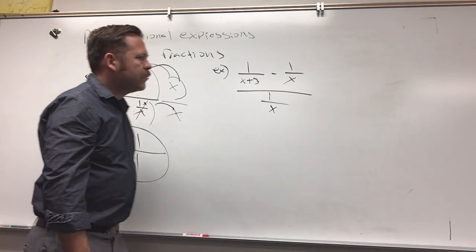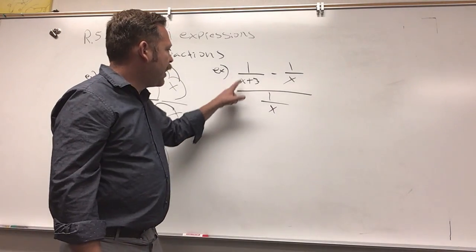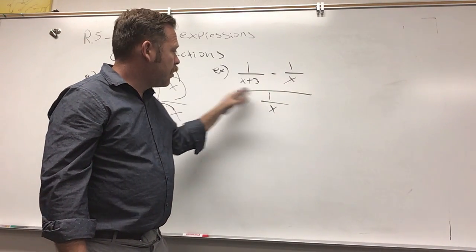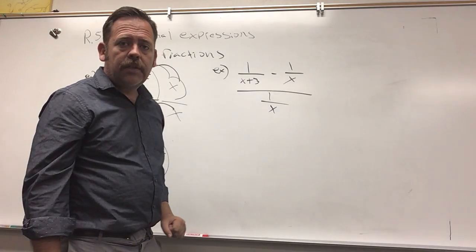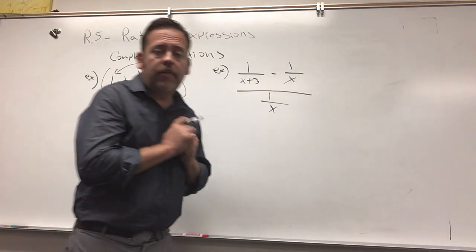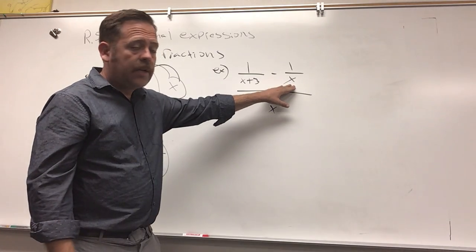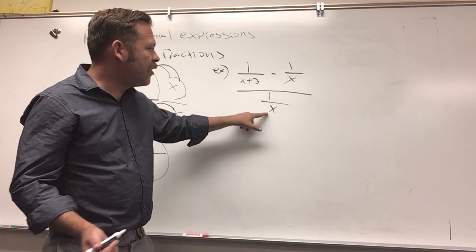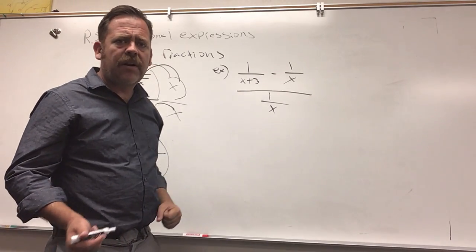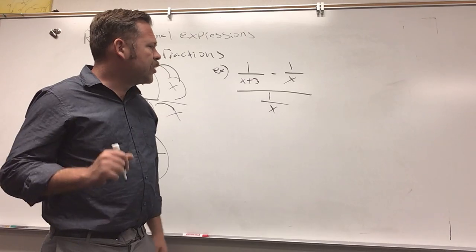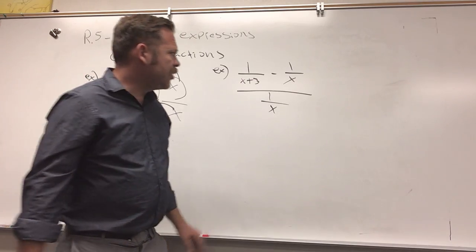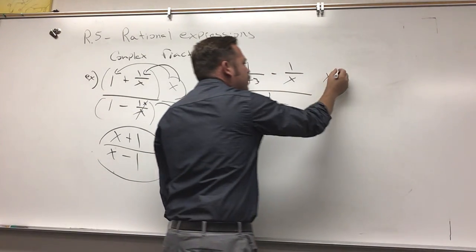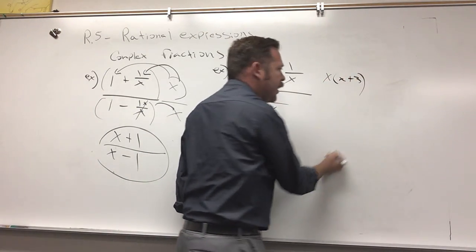All right, look at this one. Here, I have 1 over x plus 3 minus 1 over x, all over 1 over x. So we look at our subfractions. What's our lowest common denominator? Here we have a factor of x. Here we have a factor of x plus 3, so it's pretty easy to find. And here we have a factor of x, which is the same as that one, so that one doesn't really matter. So the lowest common denominator of all the subfractions is just this factor, x, times that factor, x plus 3, all right?